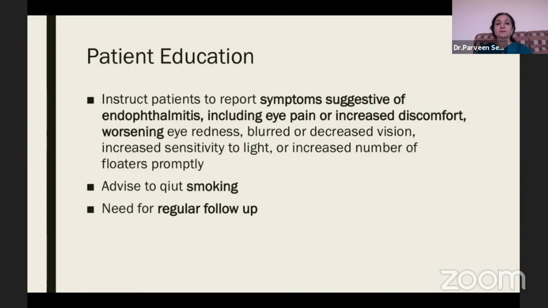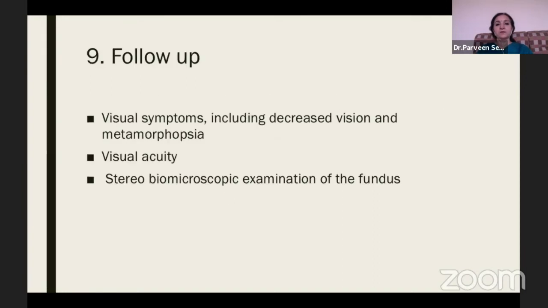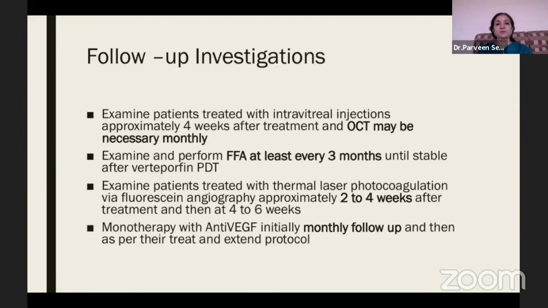And not only the follow-up, but to tell about the symptoms which can cause a drastic decrease in vision, especially when we are giving intravitreal injections, which is an invasive form of treatment. So follow-up is also equally important. Again, record visual acuity every time, do a stereoscopic examination, and OCT may be necessary almost every month. FFA only if PDT has been done, then you may consider once in 3 months. And if you have done thermal laser, usually the best time to see is about 2 to 4 weeks, whether your thermal laser is adequate or not.